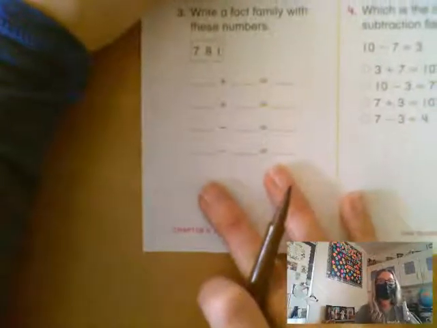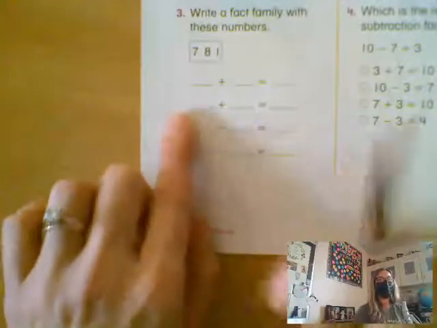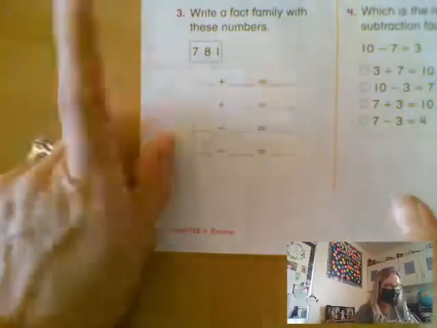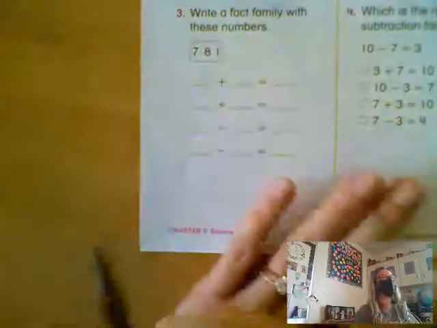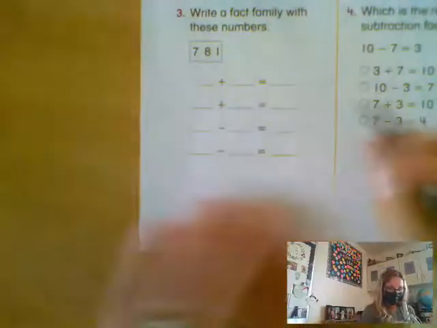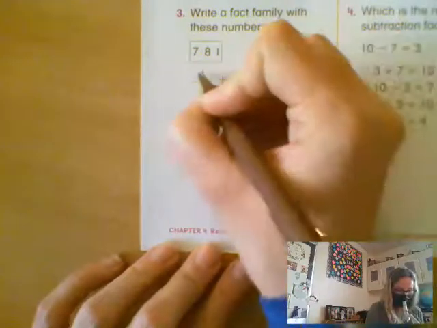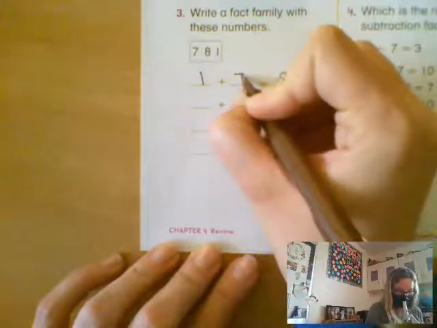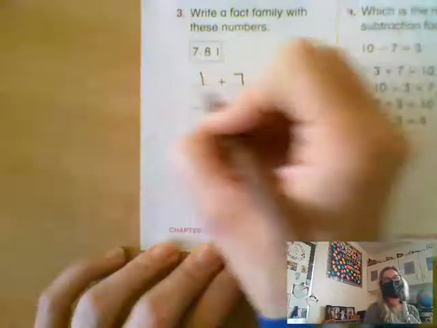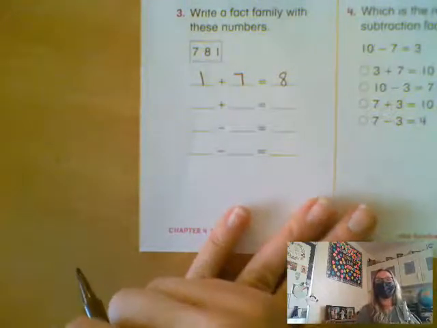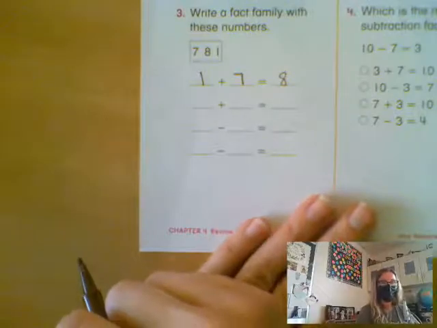So 7, 8, and 1. Who can give me one of the addition sentences that would be true using a 7 and 8 and a 1? Emily. 1 plus 7 equals 8. She's used her 1, her 7, and her 8, and the sentence is true. What's another addition sentence that I could use, Johnny?